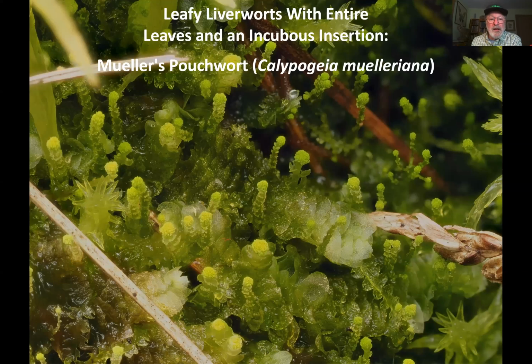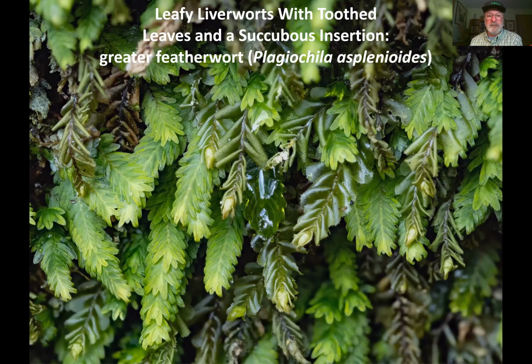This is a species that often reproduces asexually by producing these upright branches with reduced leaves, with clusters of one-celled, I think they're one-celled, gemmae at the tips in a little capitate cluster. Here's a leafy liverwort with toothed leaves and a succubous insertion. This is greater featherwort, Plagiochila, and this picture is meant to be a little tricky.